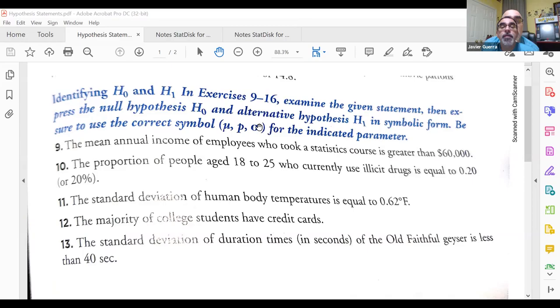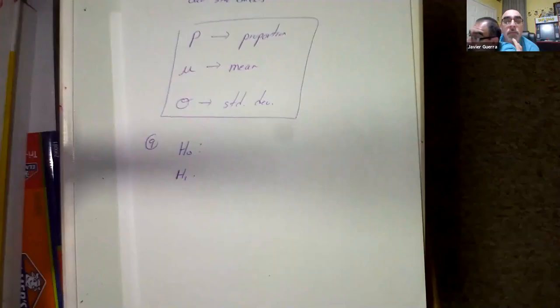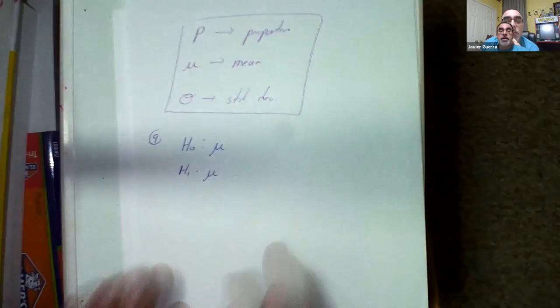Okay. So it's going to be the mu, right? Mu, because it says mean. So it's going to be the mean one. On my paper, I'm going to be using mu's because it says mean, right? Mean.